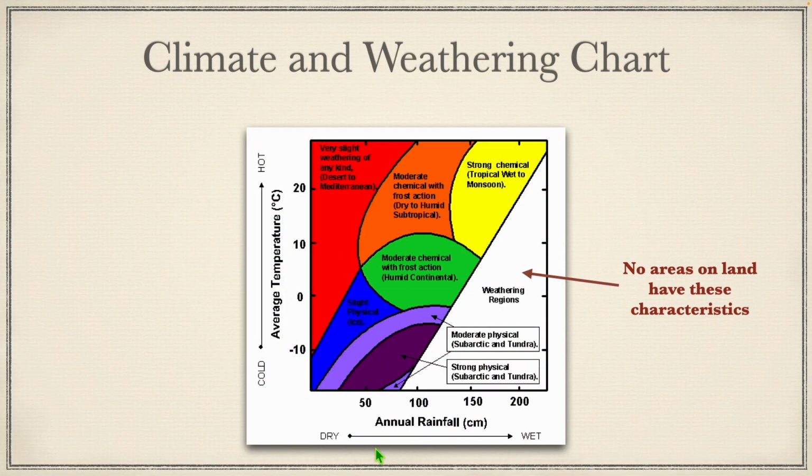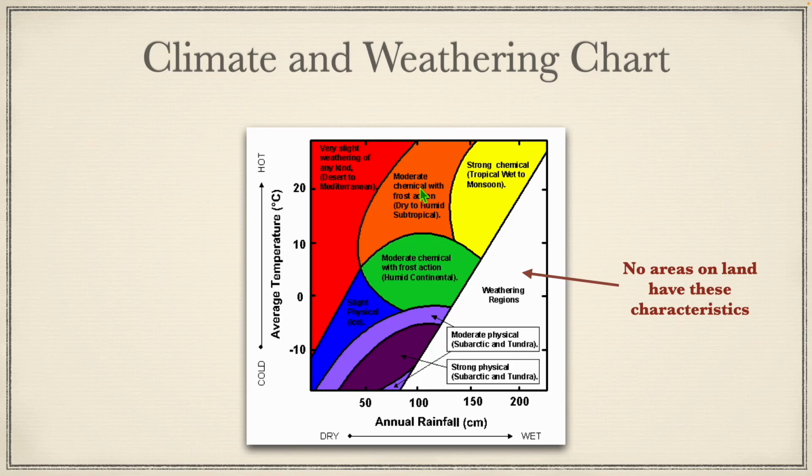This is a chart showing the relationship between rainfall and temperature. In these cold, dry areas, you could have strong physical weathering events because you have enough rainfall in some of these areas and it's cold enough to have repeated freeze-thaw cycles. You have more moderate physical weathering here. You get slight physical weathering in these areas, mainly because it's drier or warmer. You have very slight weathering of any kind in these hot, dry areas, except for the wind blowing sand around.